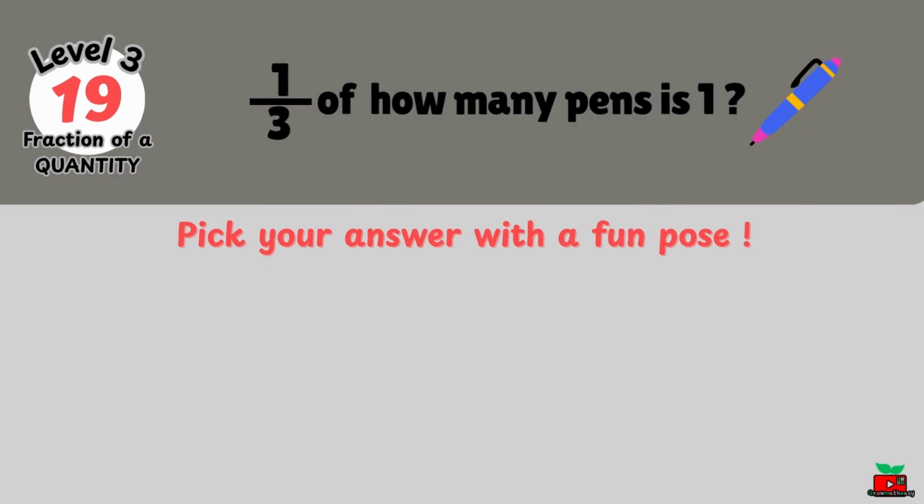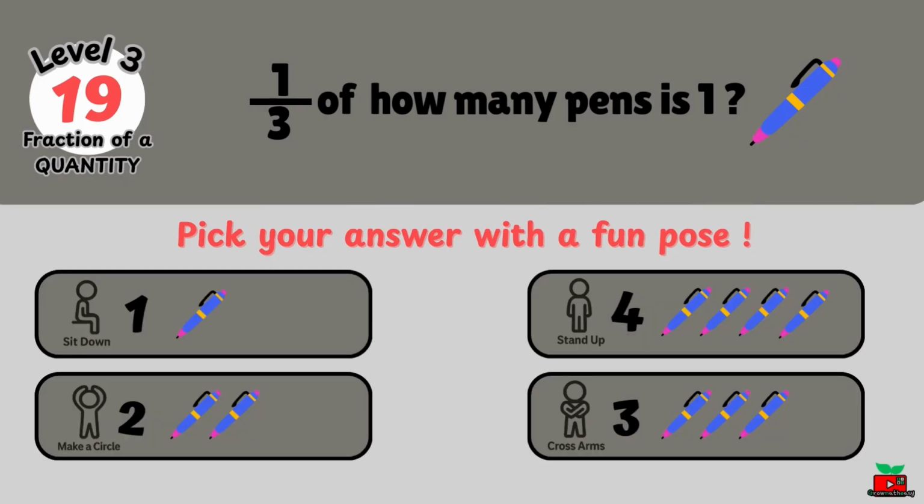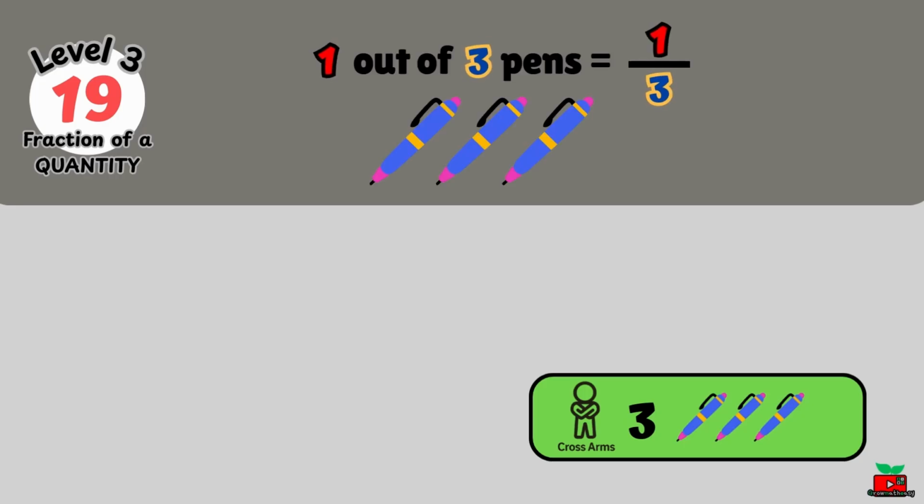1/3 of how many pens is 1? 1, 4, 2, or 3? 3. 1 out of 3 pens is 1/3.